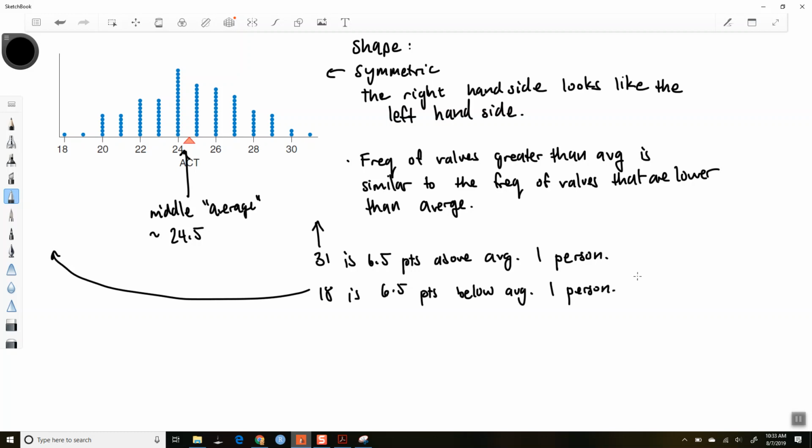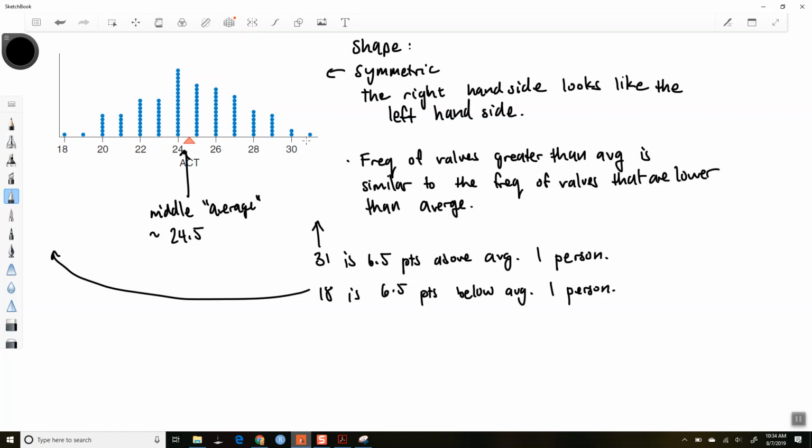Okay, and of course these numbers aren't exactly the same, but if we look at how many people we have 1.5 points above average and how many people we have 1.5 points below average, we get similar numbers, okay? And we see this similar trend: the farther you go above average, there are fewer people, and the farther you go below average, there are also similarly fewer people, okay? And so that's something we say is symmetric, okay?